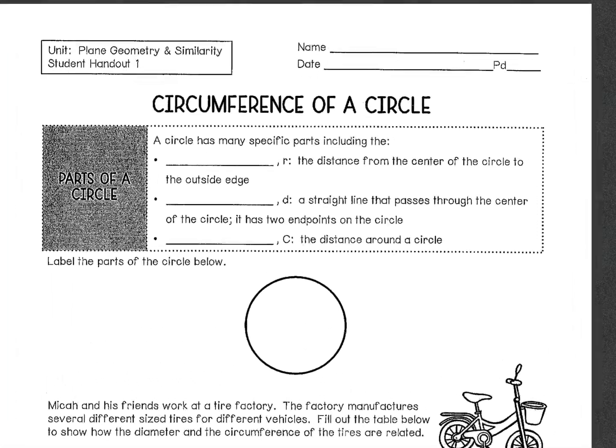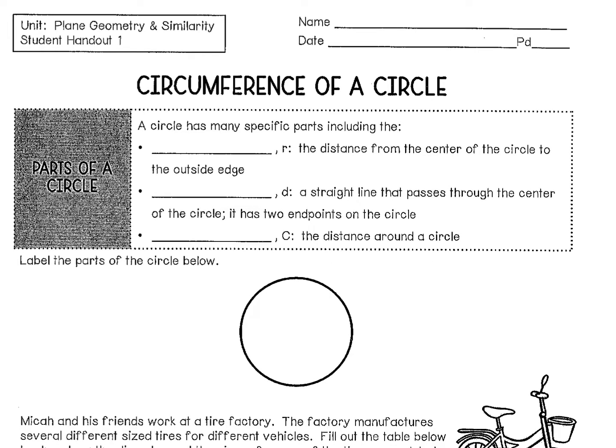So let's talk about what circumference is and what this looks like. Parts of a circle, first of all. This is something you've learned before, but let's talk about this some more. A circle may have specific parts, including the radius, which is the distance from the center of the circle outward, and it can go in any direction. You start in the center, you go out, it can go any direction. This is called the radius.